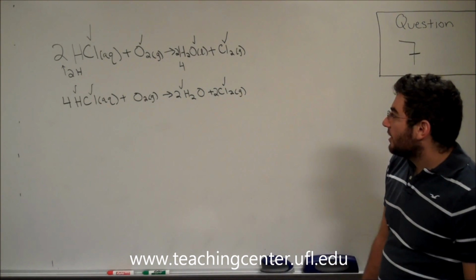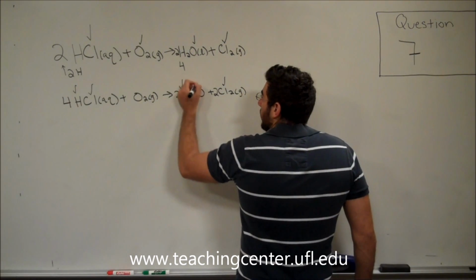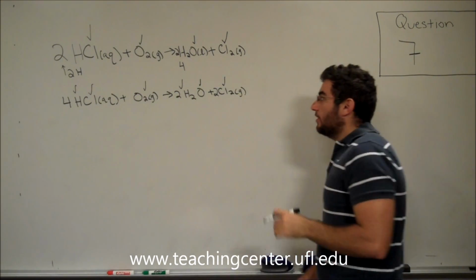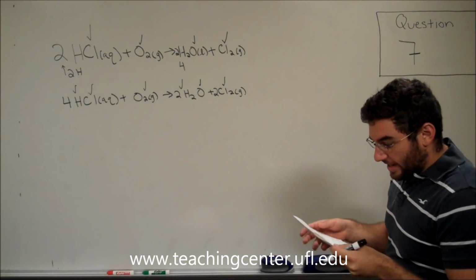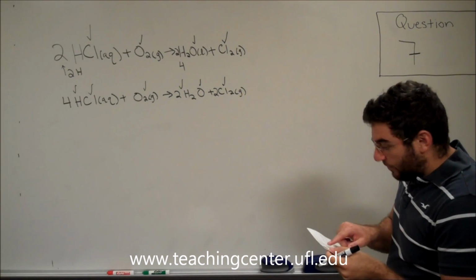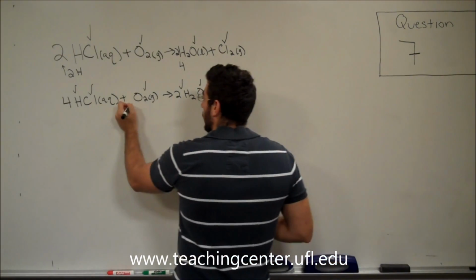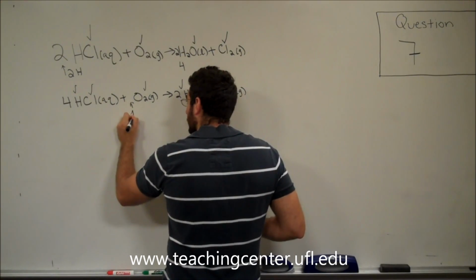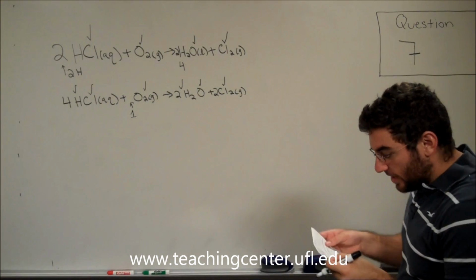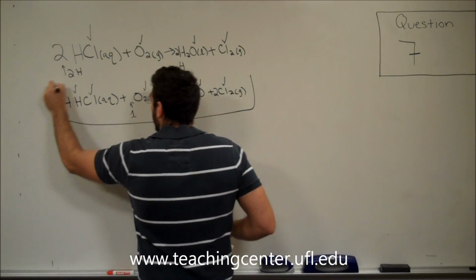The last thing we have to look at now is our oxygen. Do the oxygens balance? Well, we have 2 oxygens here and we have 2 oxygens on the left. So if we look at the answer choices, we should look for something that says 4, 1, 2, 2. 4, 1, remember there's an invisible 1 here, 2, 2. And if you look, answer choice number 3 is actually our answer.